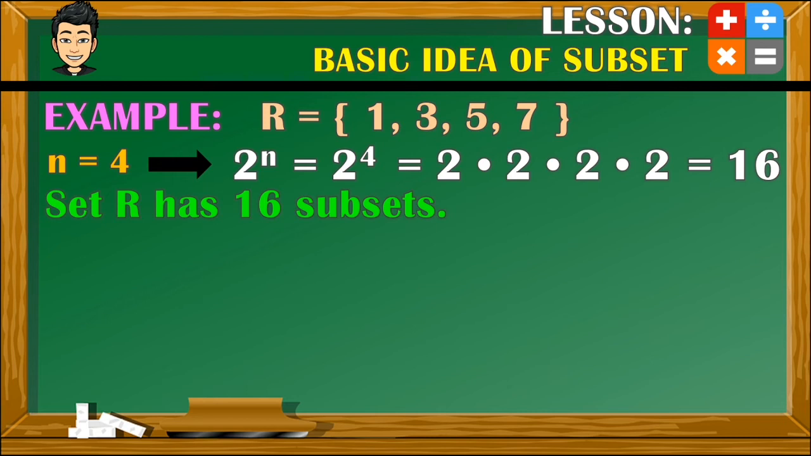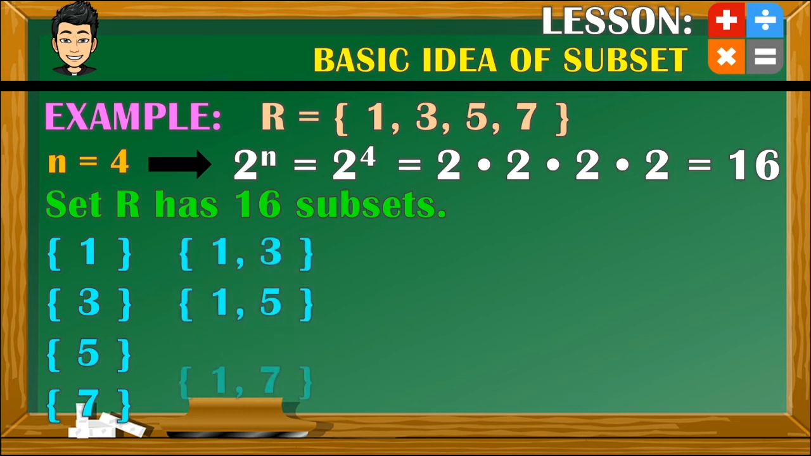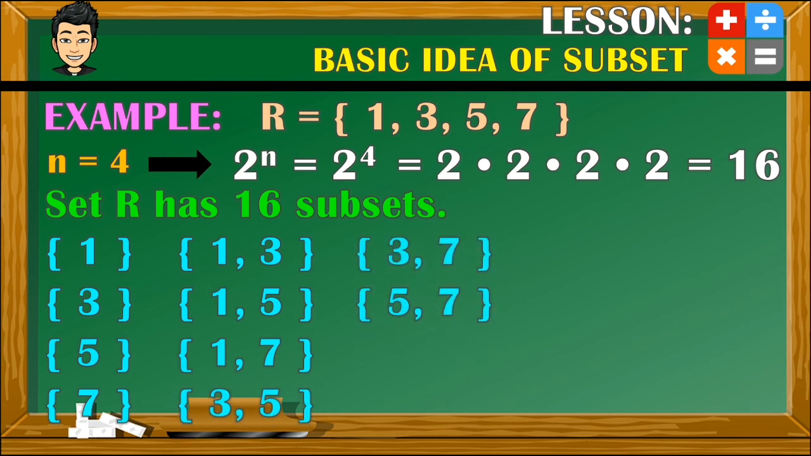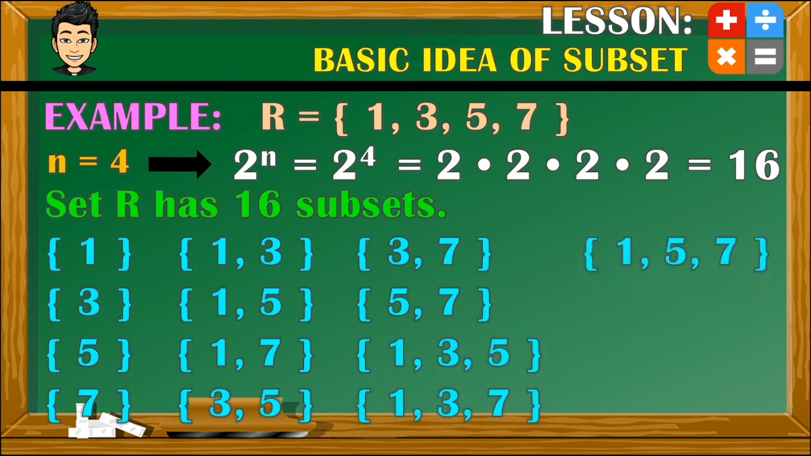To find the subsets, we start again with one element. So we have 1, 3, 5, and 7. Next, we continue with 2 elements. So we have 1, 3, 1, 5, 1, 7, 3, 5, 3, 7, and 5, 7. Afterwards, we proceed with 3 elements. So we have 135, 137, 157, and 357.